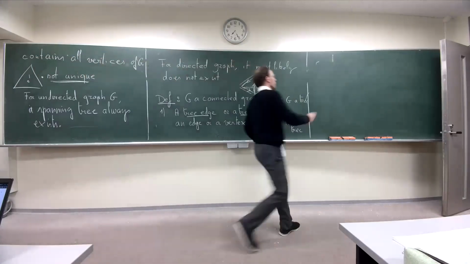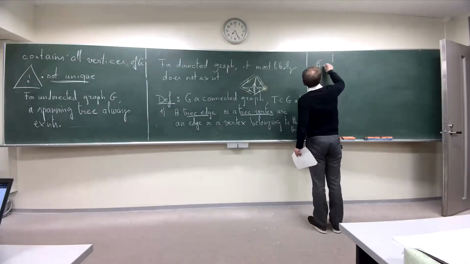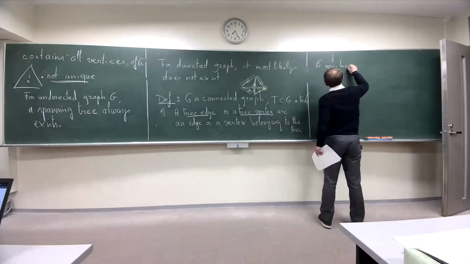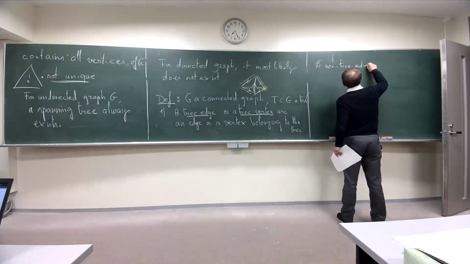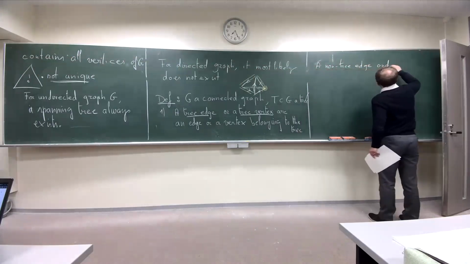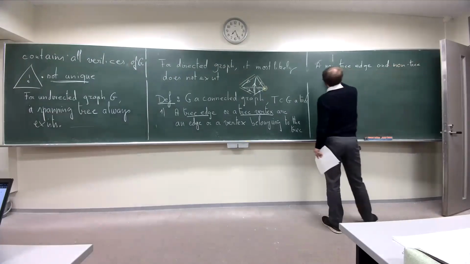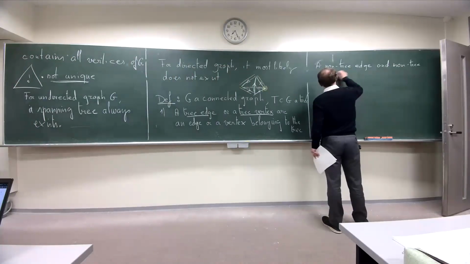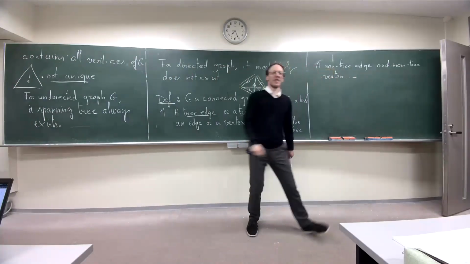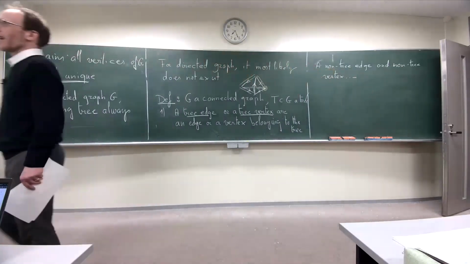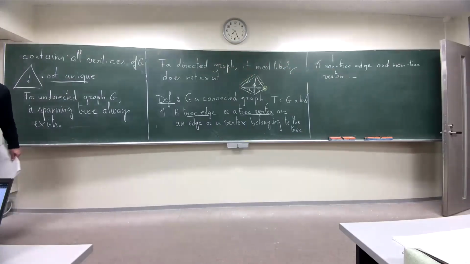And obviously a non-tree edge and a non-tree vertex. And I let you finish the sentence. It's clear. Either an edge or a vertex which do not belong to the tree. Okay.